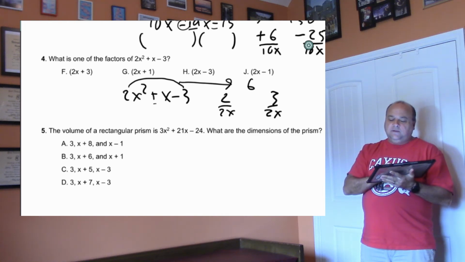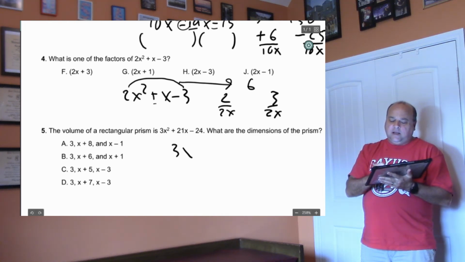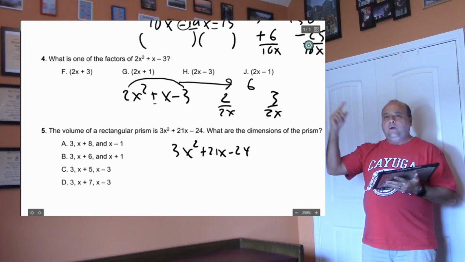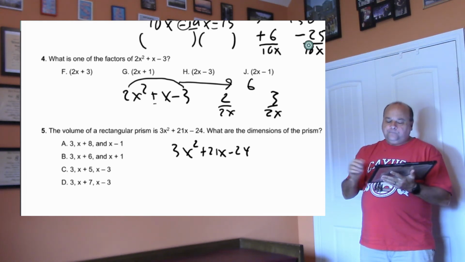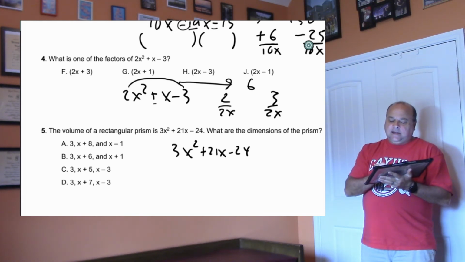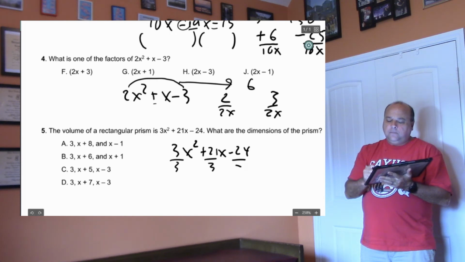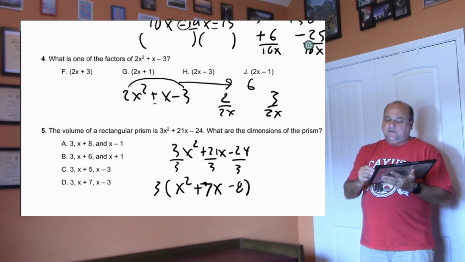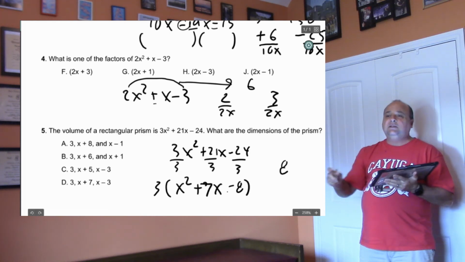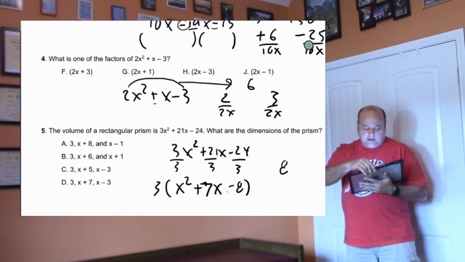Okay, the volume is this, so we're going to take 3x squared plus 21x minus 24. We need to factor that. These are going to be the factors over here, okay? Notice I could take a 3 out of here, couldn't I? It has a GCF, doesn't it? Plus 7x minus 8. Now then, I can factor this. I need the factors of 8 that subtract and give me 7. I will let you finish that up.